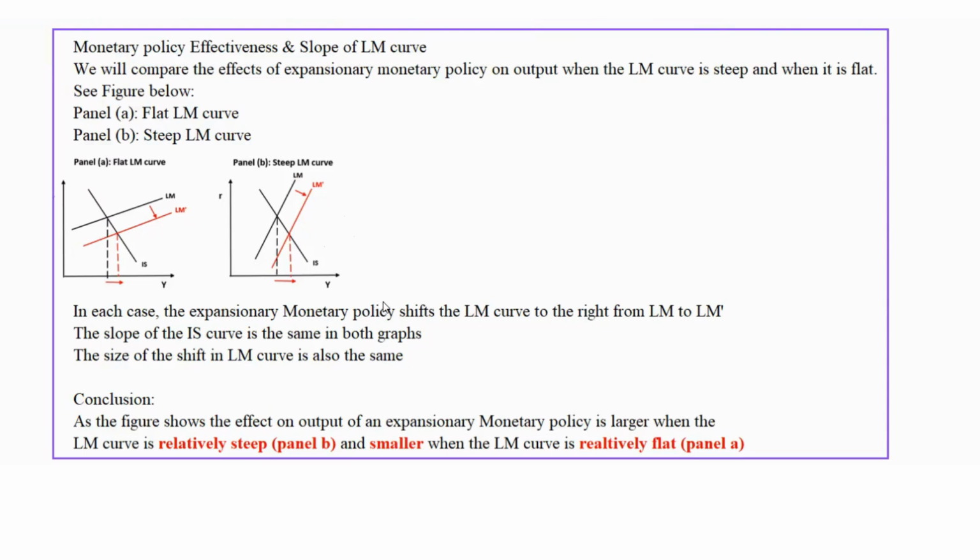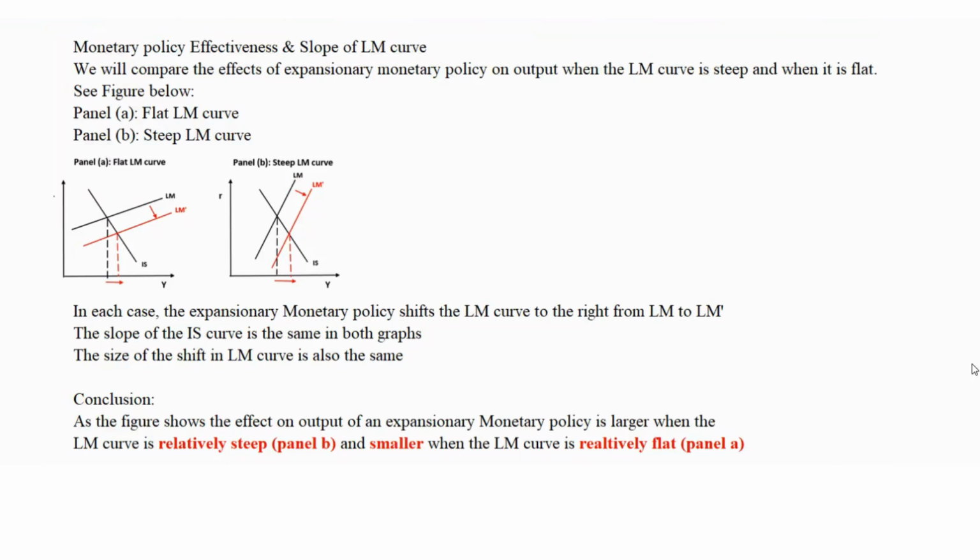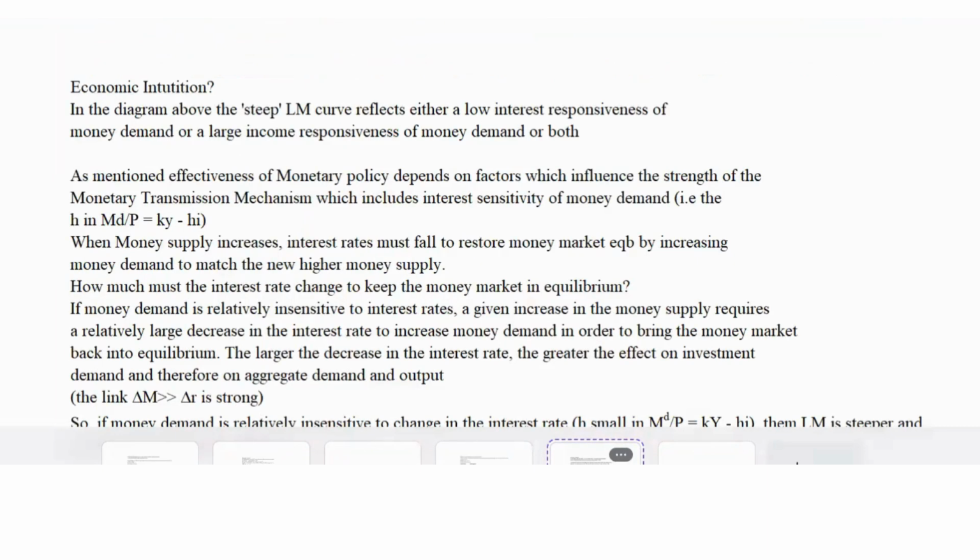Now, what's the conclusion that we can draw based on this figure? As the figure shows, the effect on output of an expansionary monetary policy is larger when the LM curve is relatively steep, as in panel B, and smaller when the LM curve is relatively flat, as in panel A. This is the conclusion that we can draw from this figure: monetary policy is more effective with a relatively steep LM curve. Now let's try to understand why.